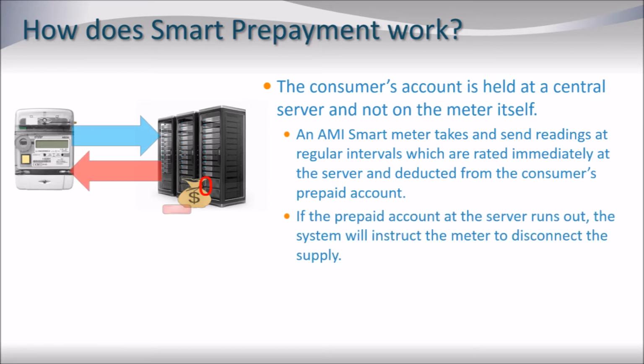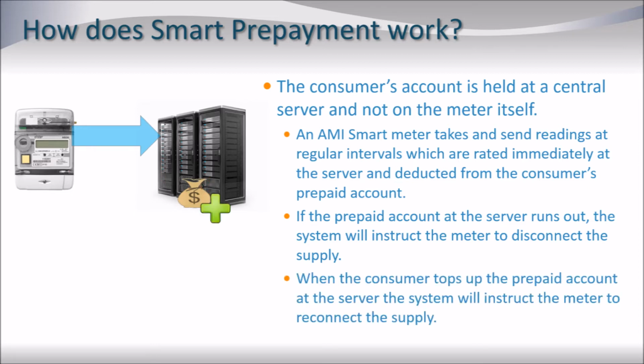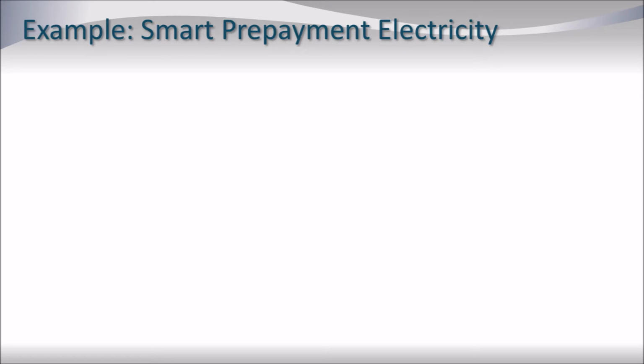If the prepaid account at the server runs out, let's say it gets to 0, the system will instruct the meter to disconnect the supply. When the consumer tops up the prepaid account through a payment at the server, the system will instruct the meter to reconnect the supply. So let's look at a real-life example of smart prepayment for electricity.